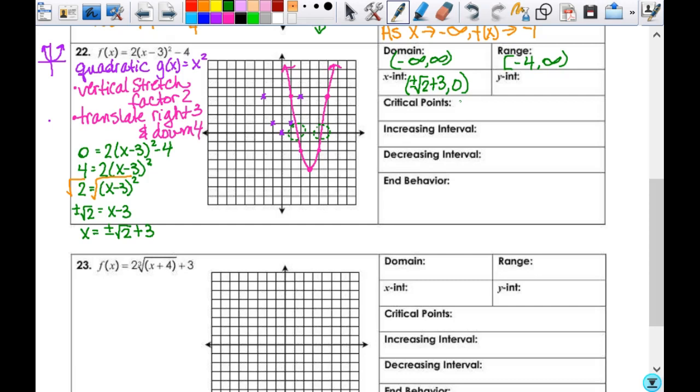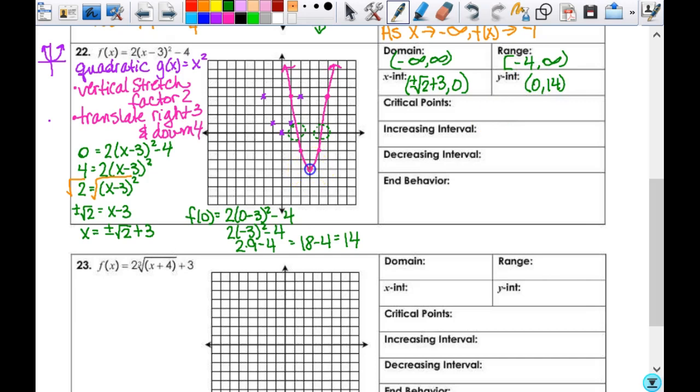All right, so my y-intercept. Your y-intercept is the ordered pair where you have a y value when x is 0. So that's where you find f of 0. So f of 0 is equal to 2 times 0 minus 3 squared minus 4. This gives me 2 times negative 3 squared minus 4, and negative 3 squared is 9, times 2, so 2 times 9, 18 minus 4, which is 14. That is my y value, so my y-intercept is 0, 14.